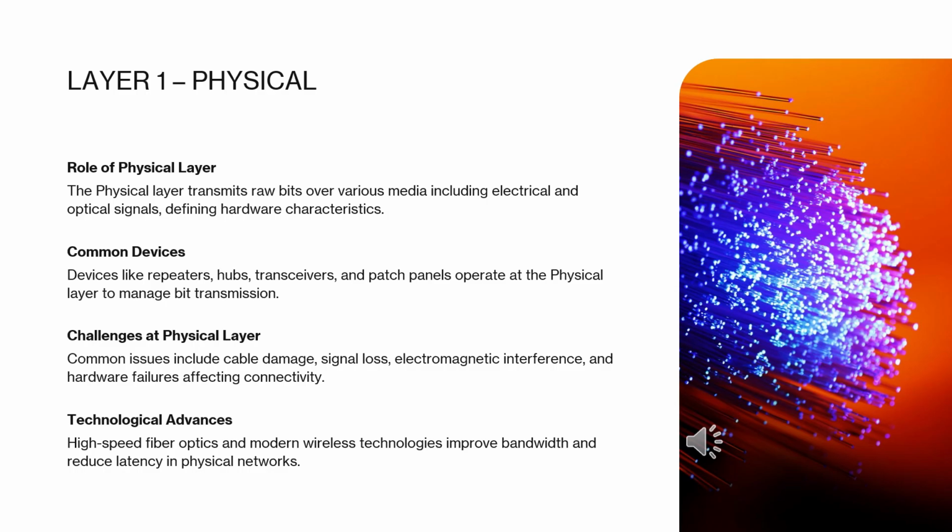Next is the physical layer. This layer transmits raw bits over various media including electrical and optical signals, defining hardware characteristics. Devices like repeaters, hubs, transceivers, and patch panels operate at the physical layer to manage bit transmission. Common issues include cable damage, signal loss, electromagnetic interference, and hardware failures affecting connectivity. High-speed fiber optics and modern wireless technologies improve bandwidth and reduce latency between physical networks.